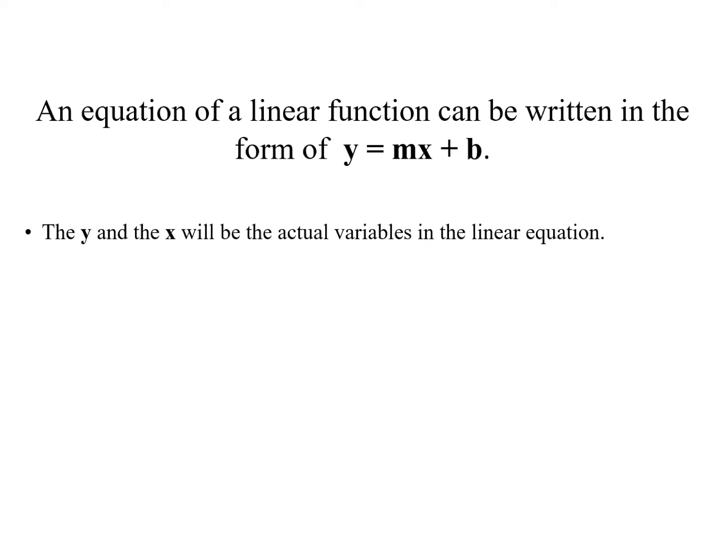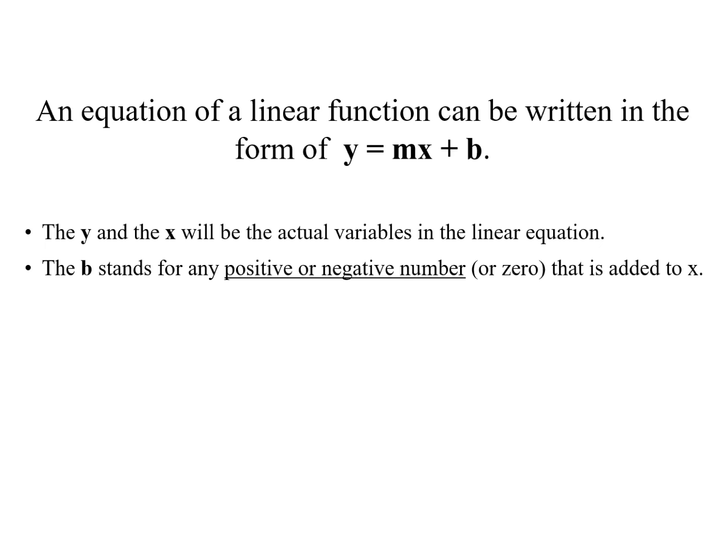First, you got to know that the y and x will be the actual variables in the equation. We're not throwing numbers in for those. The b stands for any positive or negative number, or even 0, that is added to x. The m is the number that is multiplying times x, which could be 0 or even a fraction.